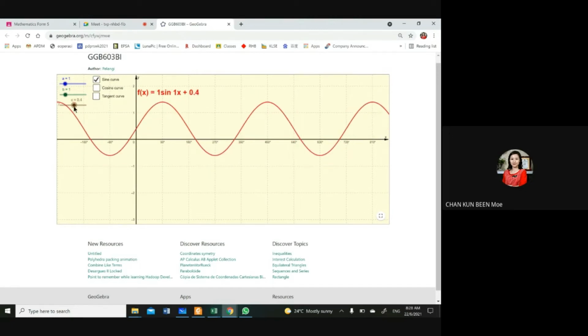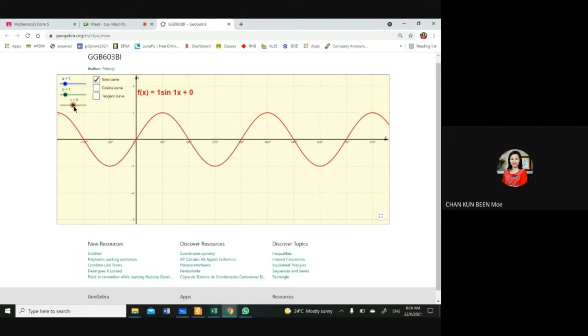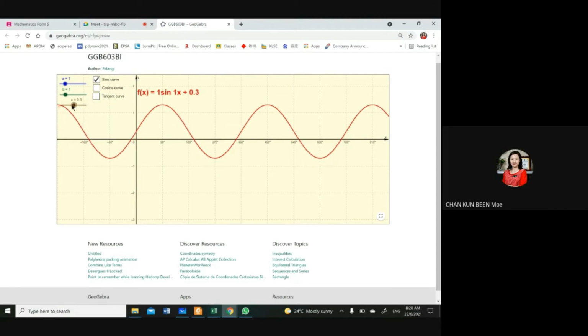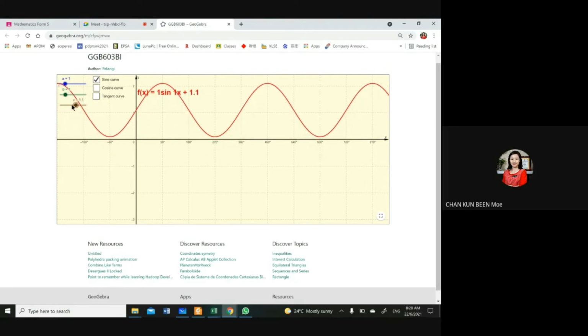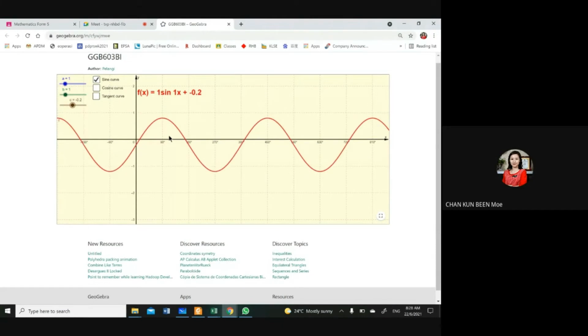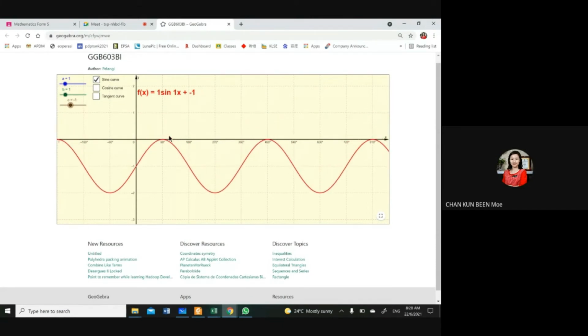Again, I show it to you one more time. When it is 0, it's like this. Minimum value -1, maximum value is 1. So when I change the value of C to 1, they shift the whole graph up, becoming 2 and 0. If I move it to -1, it will go down, becoming 0 and -2. That's the maximum value and minimum value. Are you okay?